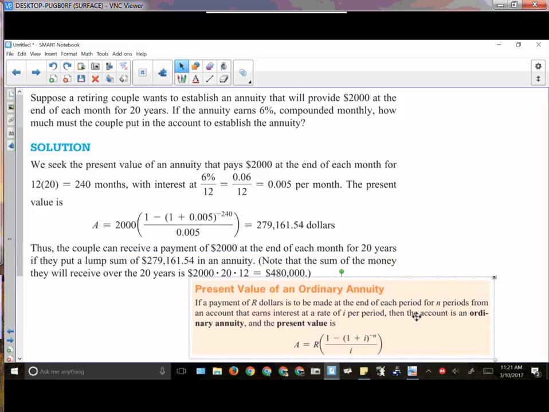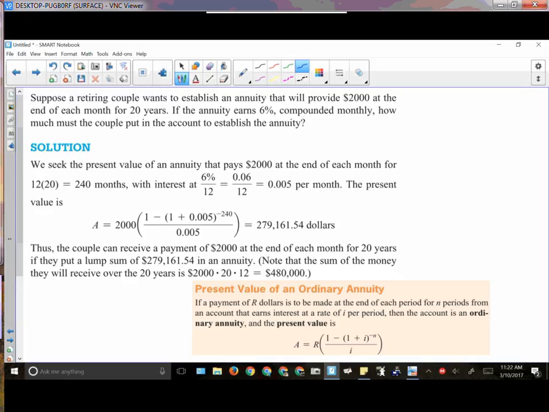Okay, so we've got our information here again. Now, the situation is something that you always have to understand. I mean, we've talked about this through modeling. What is it that you are looking at? Now it says, suppose a retiring couple wants to establish an annuity that will provide $2,000 at the end of each month for 20 years. So what they're hoping for here is a bunch of money into an account. And if this money is in the account, I want to be able to pull $2,000 out for 20 years. Okay. That's what the idea is here.